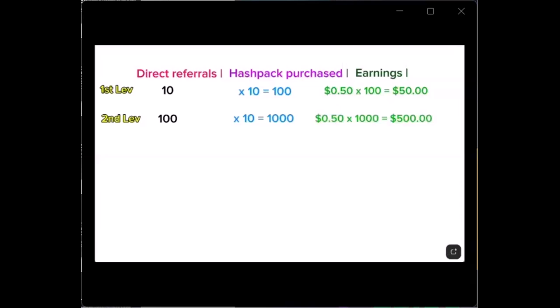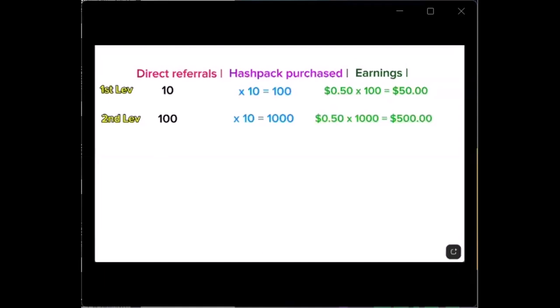Your direct referral will also earn from their own line of recruits. They will receive 50 cents for every hash pack their recruits purchase. Meanwhile, you as their upline will also earn 50 cents from these recruits, regardless of who invited them, because they are all part of your network, in your umbrella. I hope you guys are seeing the picture here.